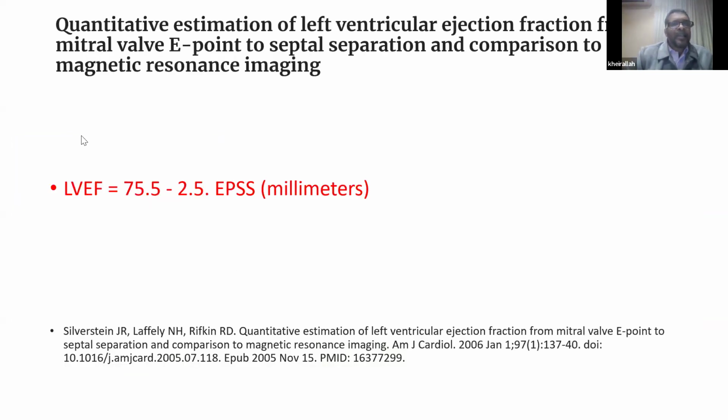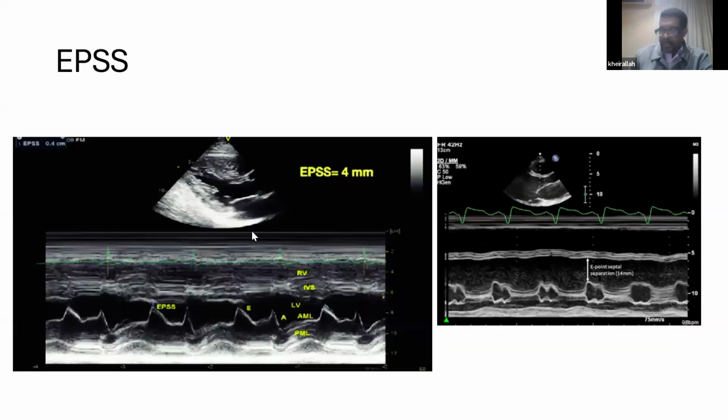There are some studies that have used EPSS to derive ejection fraction using this formula: 75.5 minus 2.5 times EPSS. It gives you the ejection fraction. Again, this is not so accurate, but it's important we know that EPSS can also be used for rough estimation of the LV systolic function.